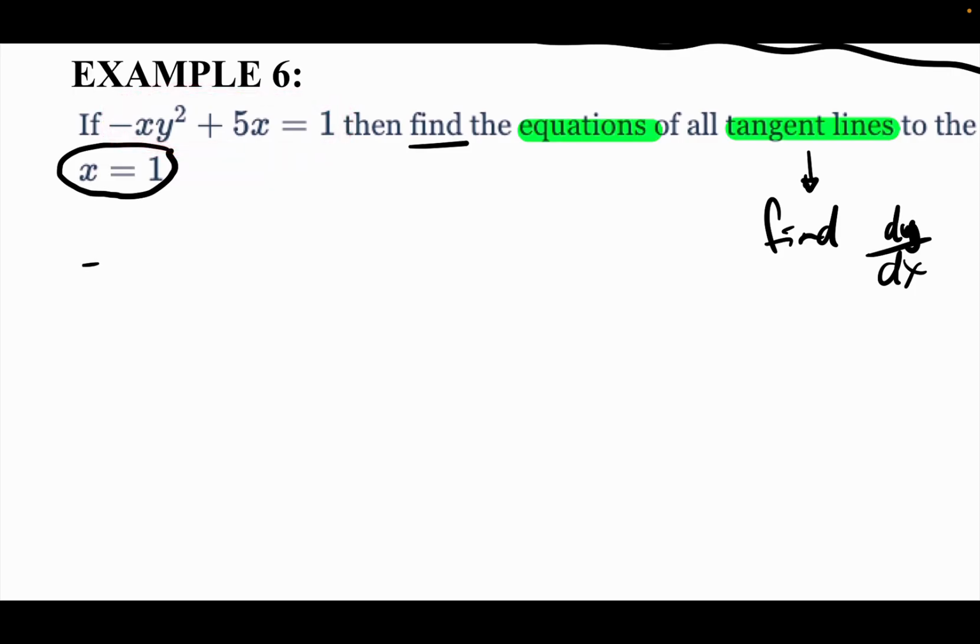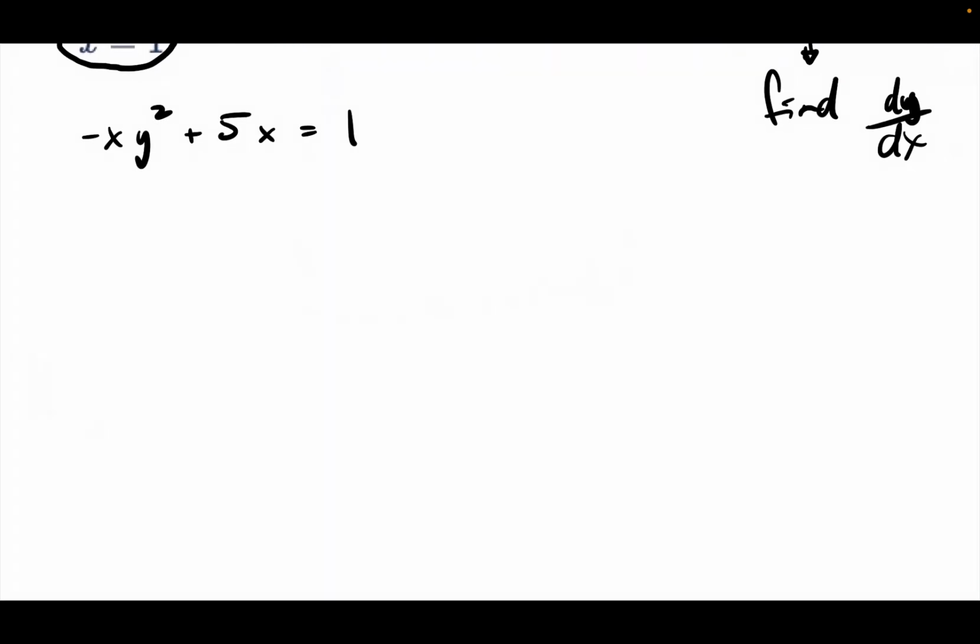So let me rewrite it. Negative x y squared plus 5x equals 1. You do the quotient rule for the negative x, y squared. Not quotient, you're close. I mean the product. Product rule, yeah, because it's multiplication, right? So to do the derivative of this first term, I'm going to need the product rule. And then I'm going to need to find the derivative of the next term. That's just the power rule, right? It's going to be 5. And then the derivative of the last term on the other side of the equal sign, 0.